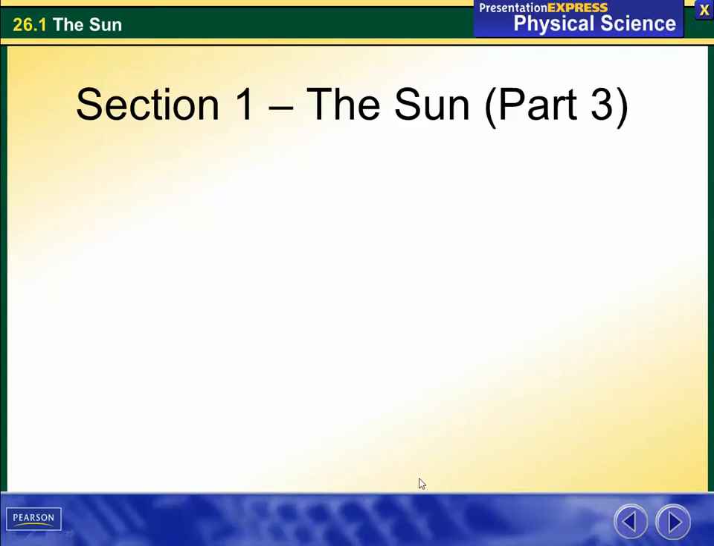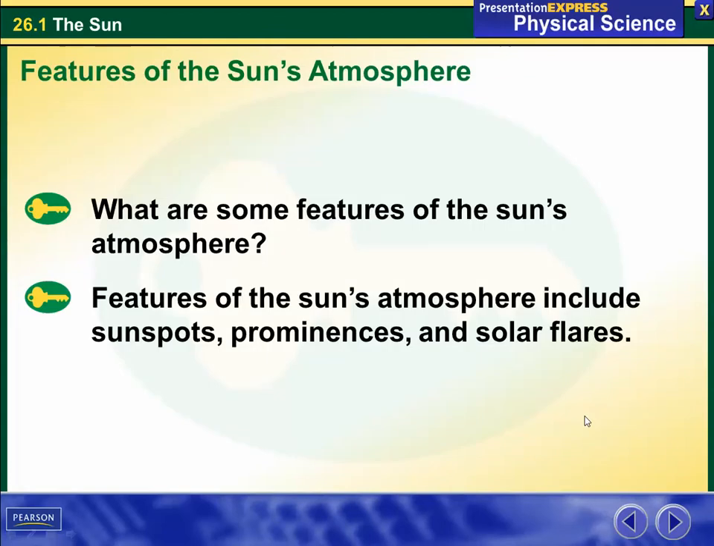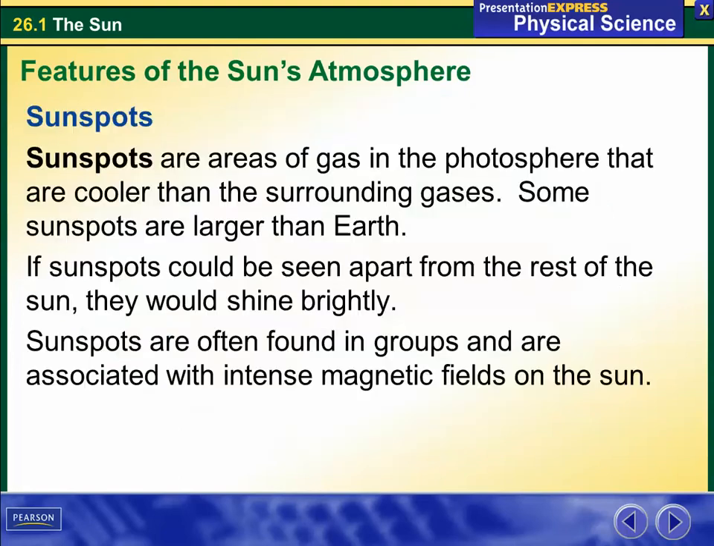To end the last video, we looked at the surface or the atmosphere of the sun. There are certain features of the atmosphere of the sun that we didn't get to that were on that picture, and that's what we're going to wrap this section up with. These are some actual observable things that we can see in the sun's atmosphere: sunspots, prominences, and solar flares.